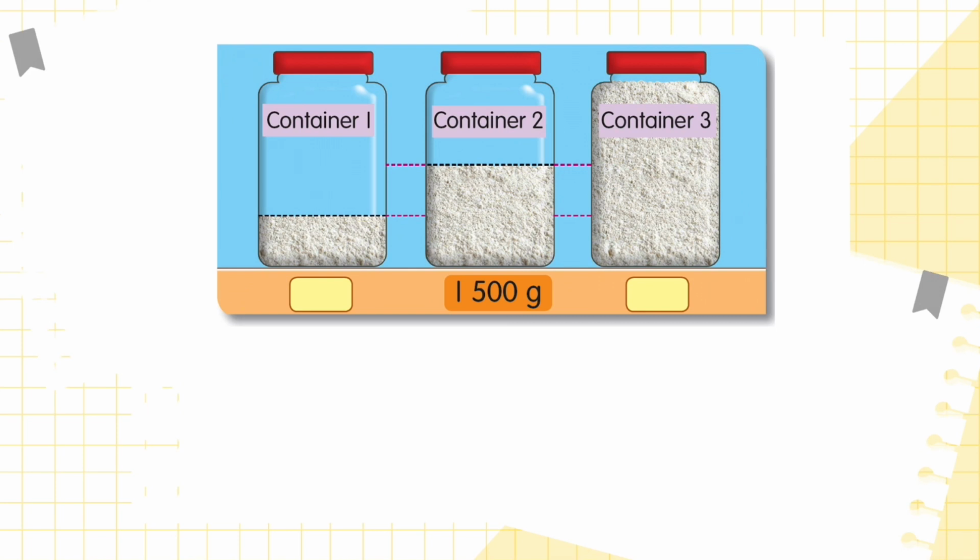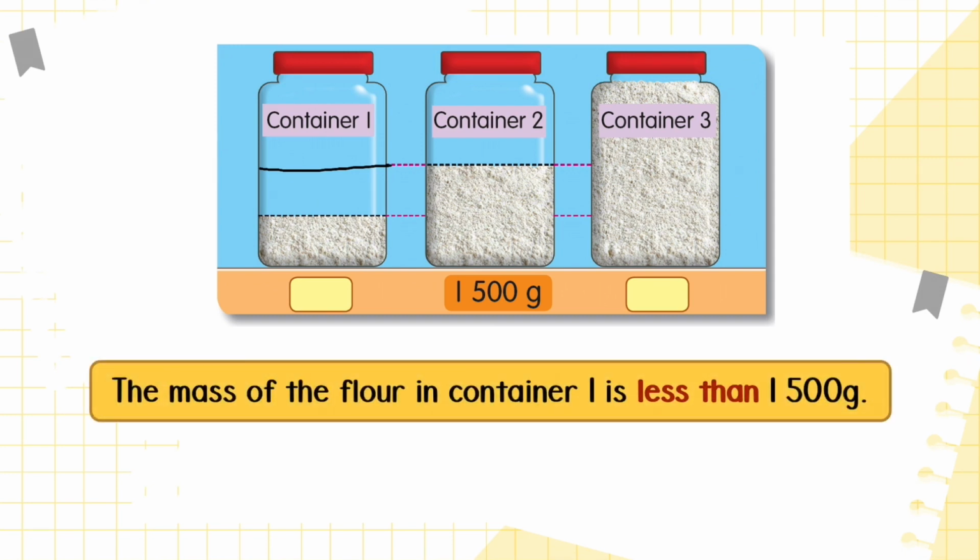Alright, let's say I have three containers here, which are container 1, container 2 and container 3. The value for container 2 has been given here, which has a mass of about 1500 gram. So, from this image, can you guess what is the mass for container 1 and container 3? As you can see, container 1 does not even reach the middle line that shows 1500 grams. That means we can say container 1 is less than 1500 gram.